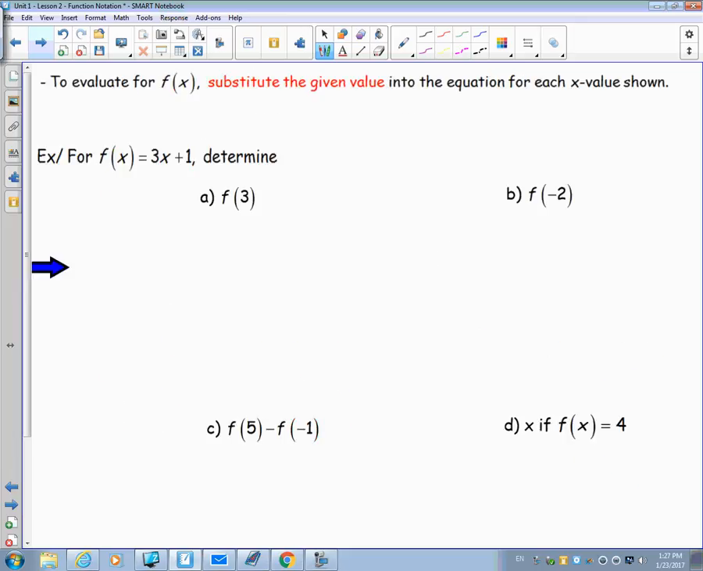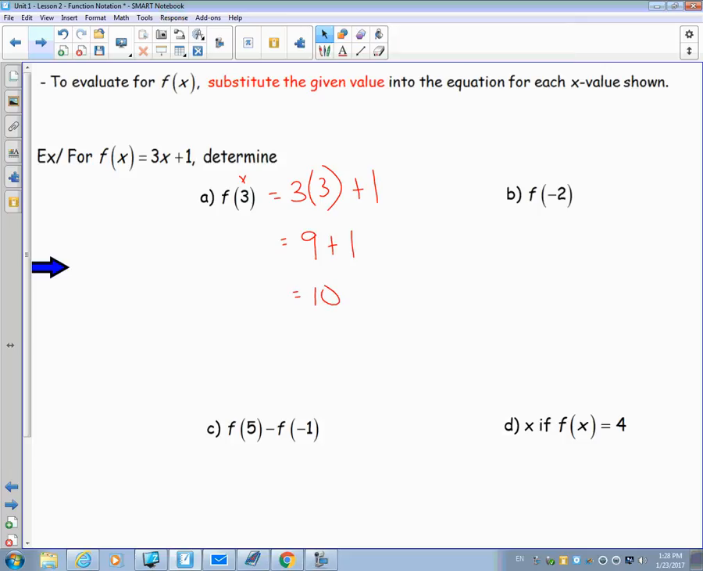We can also do it using an equation. All we're going to do is substitute the given x into our equation for x. So I have a function, f at x equals 3x plus 1, and I want to find f at 3. The way I'm going to do this is wherever I see an x, I'm going to replace it with my 3. So here's my x. It's 3 times x. Oh, no, not 3 times x. It's 3 times 3 plus 1. Which gives you 9 plus 1, which is 10.